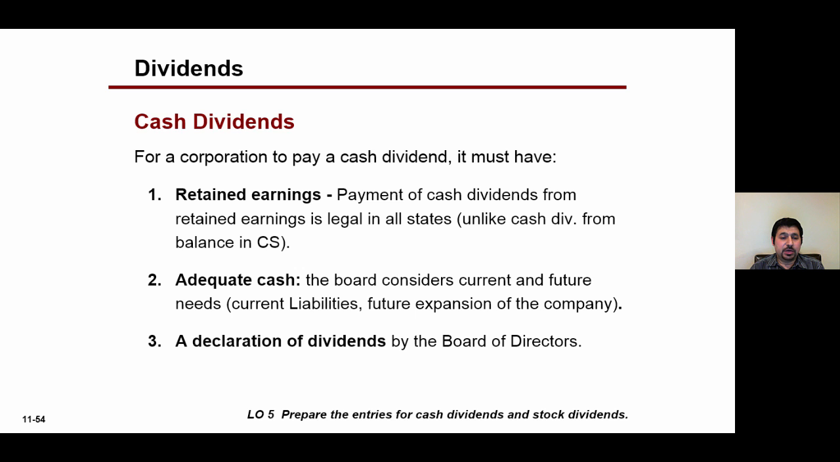At that point, they need to see whether their current needs, as well as the near future needs of the company, such as paying their debts and expanding their business, etc., mean they have enough cash to pay cash dividends. And the third step would be, if the board of directors decides that they have enough cash and that they can pay, they will declare a dividend, and at which point it becomes an obligation.